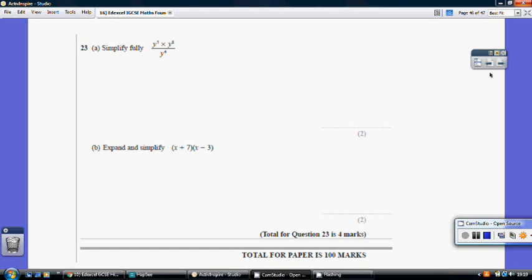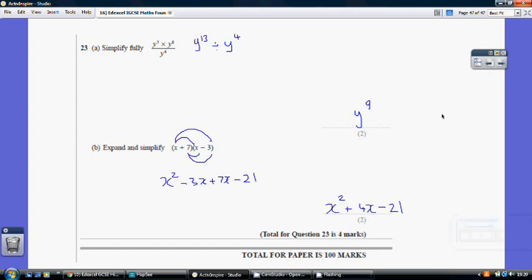Question 23. Well, I think this is quite a nice easy question to finish. So just following the index laws here, when you're multiplying you add the powers. So 5 add 8 is 13. So the numerator becomes y to the power of 13, and this has to be divided by y to the power of 4. Now when you're dividing, you subtract the powers. 13 take away 4 is 9. So y to the power of 9.